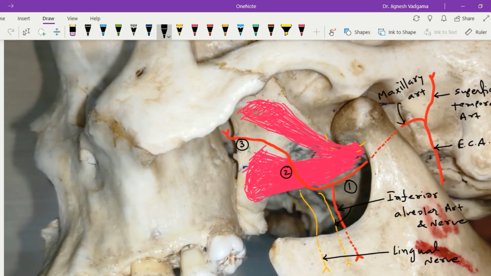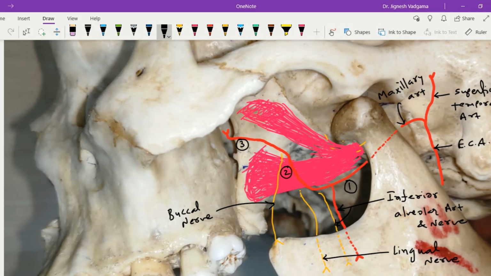The structures that pass between the two heads of the lateral pterygoid muscle include the junction between the second and the third part of the maxillary artery. Along with this, the buccal branch, which is a branch of the anterior division of the mandibular nerve, also passes between the two heads of the lateral pterygoid muscle.